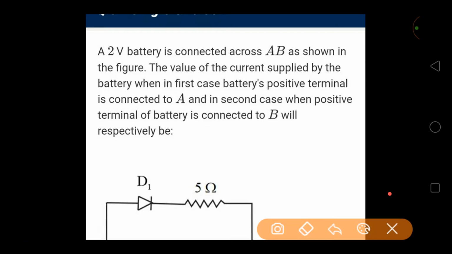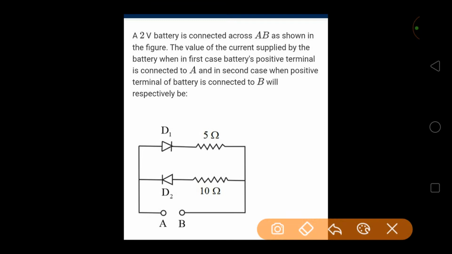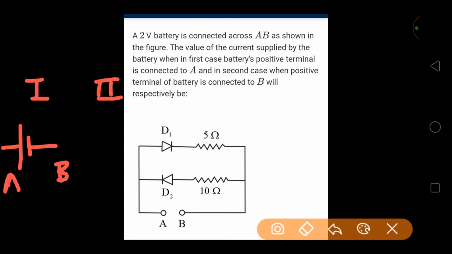Next, a question from semiconductors. A 2-volt battery is connected across AB as shown in the figure. The value of current supplied by the battery: in case 1, the battery is connected like this, this is B and this is A. In case 2, the positive terminal of the battery is connected to B, which means like this, this is A and this is B.